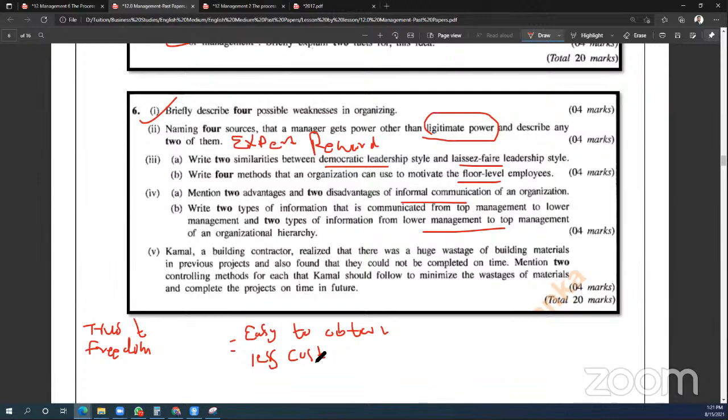But as a disadvantage, sometimes it could be false, it could be wrong. Informal communication may carry false information. It may be difficult to control, as informal communication never ends. Maybe it could damage the reputation of the organization. So those are the set of things that we can identify.